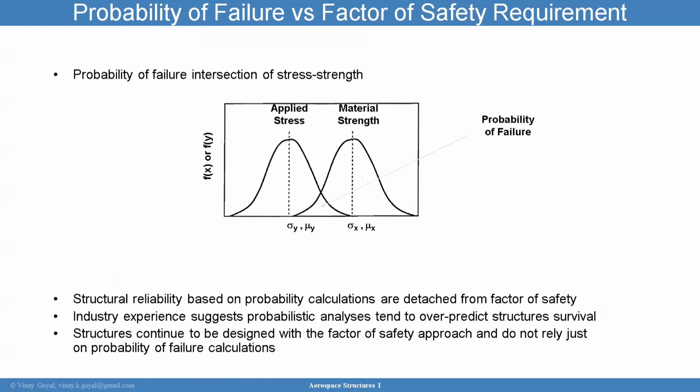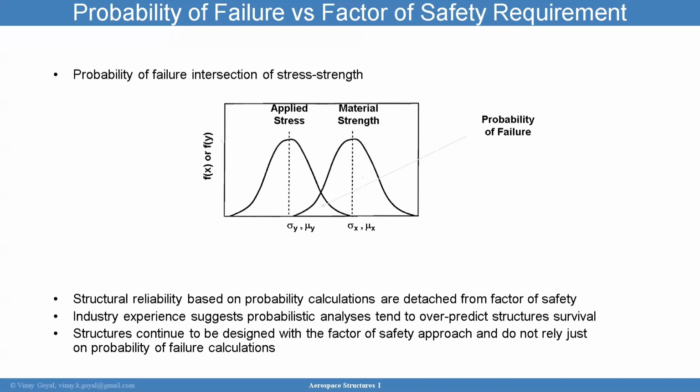So you can also evaluate the probability of failure by plotting the stress as a Gaussian distribution against the material strength, and wherever these curves intersect, we call that the probability of failure. So the structural reliability is based on probability calculations, and they're typically detached from the factor of safety. I would say there are two ways to look at the problem, from the probability of failure standpoint and the factor of safety standpoint. In the industry, we use a factor of safety approach, but the probability calculations are typically used in situations where you have negative margins and you want to show the program that the risk is not as large as the negative margin suggests.